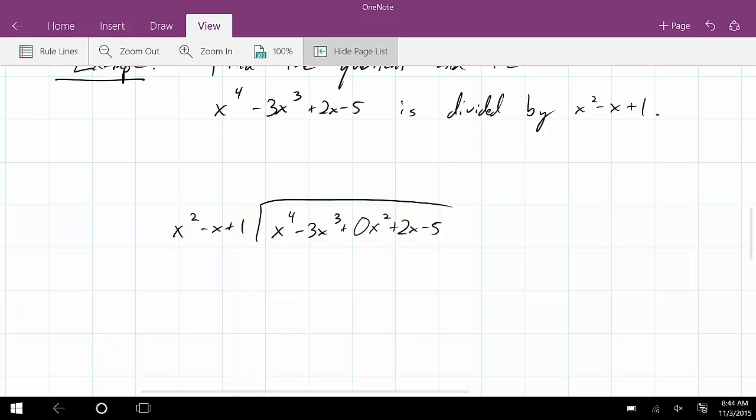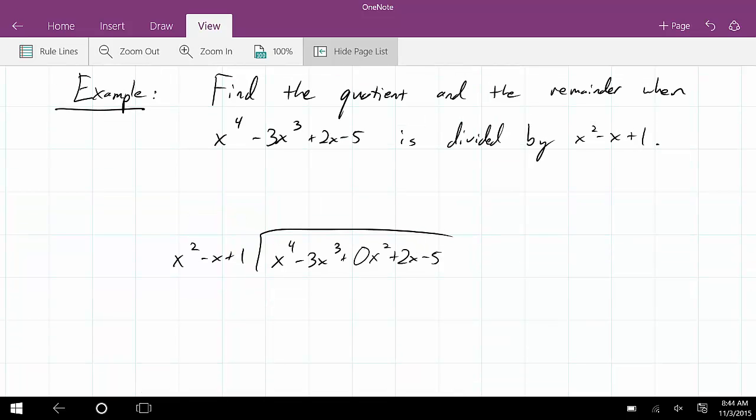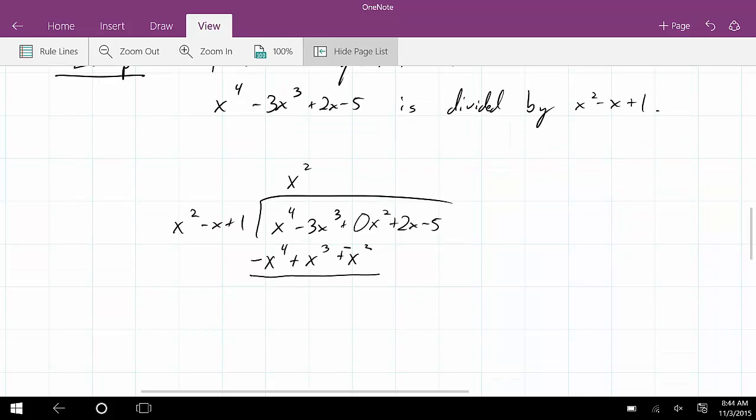Okay, start this fresh. So to start this off, we have to say, well, what times x squared gives us x to the power 4? The answer is going to be x squared. So x squared times x squared is x to the power 4. X squared times negative x is negative x cubed. X squared times 1 is x squared. So positive x squared. Now we're going to subtract, so we're going to change all of our signs. And now we're going to just add down.